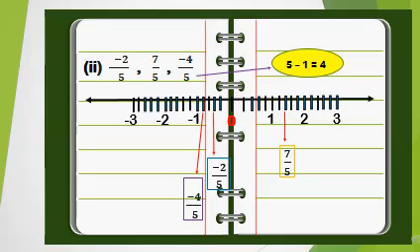Here the answer is 4. So after each number, we have to leave 4 lines and we have to write the other number. So we will start. After 0, we will leave 4 lines, 1, 2, 3, 4, and on the 5th line we will write 1. Same, after 1 we will leave 4 lines, 1, 2, 3, 4, and on the 5th line we will write 2. Same process we will do till 3 or 4.